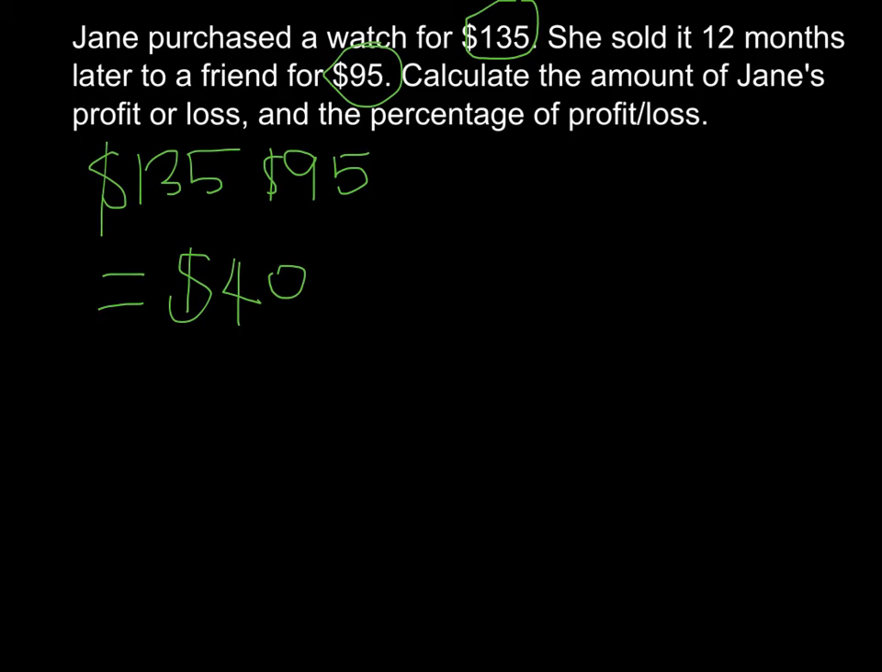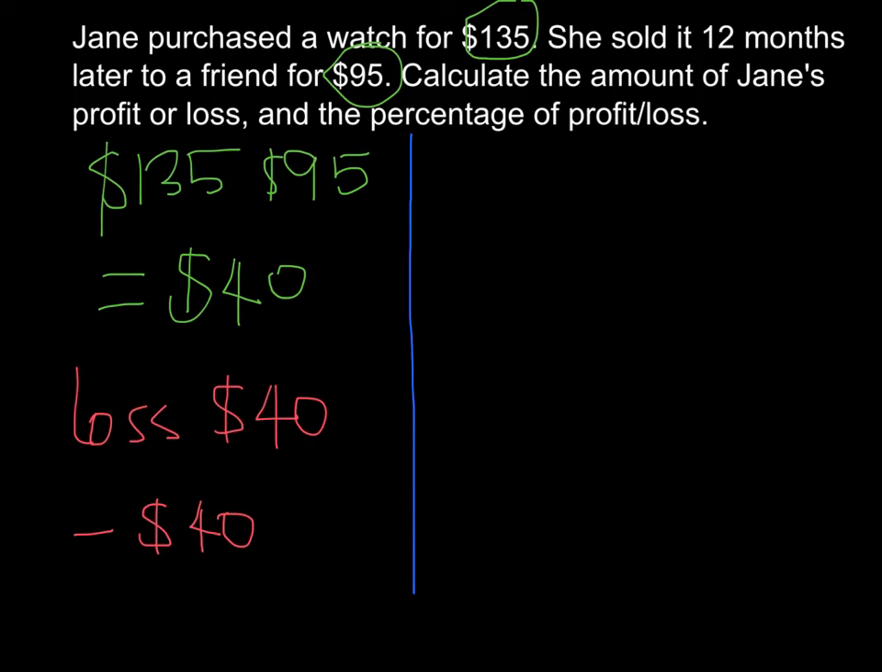$40. In this case, Jane has sold the watch for less than she paid for it. So in this case, she's made a loss. So she has made a loss of $40, or you might say minus $40.